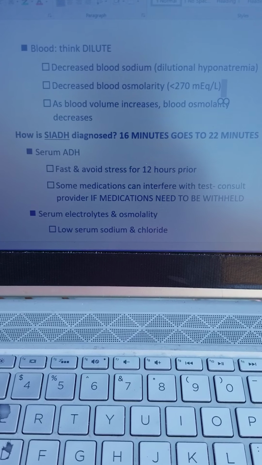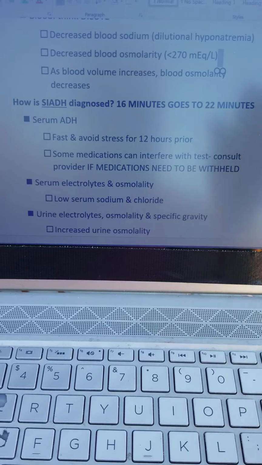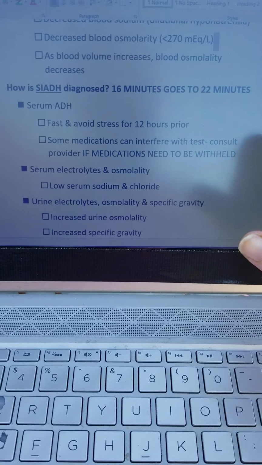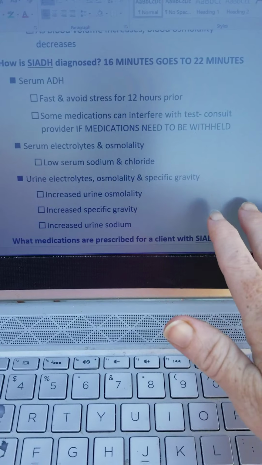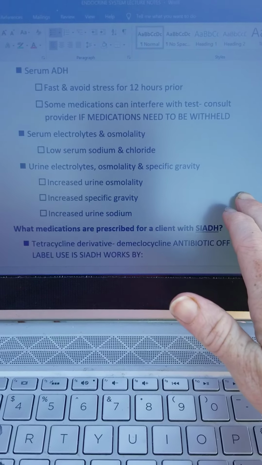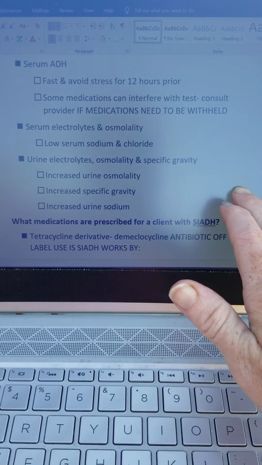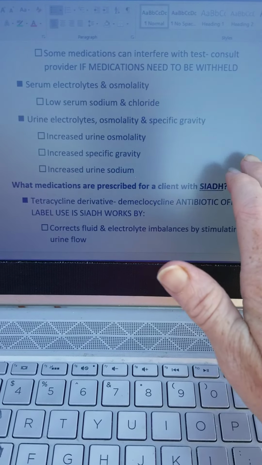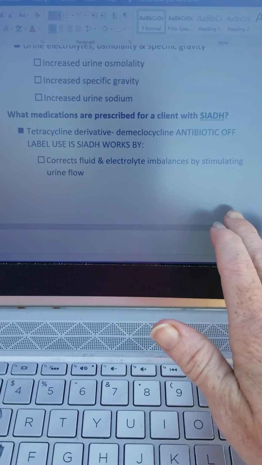How is SIADH diagnosed? We have the serum ADH test: fast and avoid stress for 12 hours prior. So you have to fast and try to keep your stress low for 12 hours prior to the serum ADH blood level test. Some medications can interfere with the test, so consult your provider if medications need to be withheld. Serum electrolytes and osmolarity, low serum sodium and chloride. Urine electrolytes, osmolarity, and specific gravity. Increased urine osmolarity, increased specific gravity, increased urine sodium.